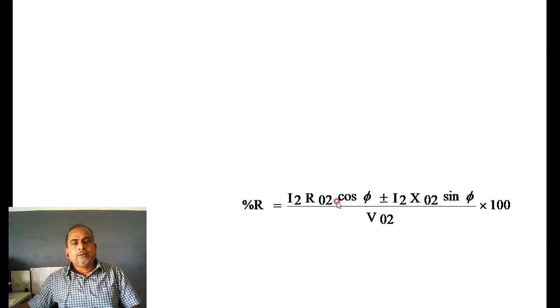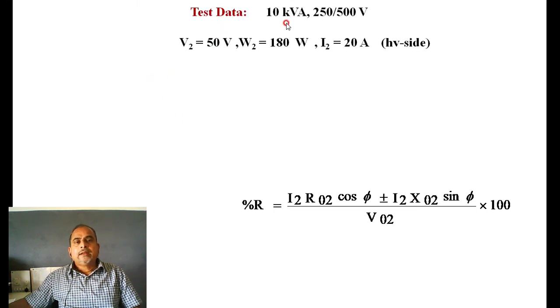We know that it is I2 RO2 cos phi plus or minus I2 XO2 sin phi, divided by VO2, which is also called E2, one and the same. Here the power factor is given, the full load current you have to find corresponding to the secondary winding, and RO2 and XO2 you have to calculate from the test data. Then how to calculate this? Thus you have to see.